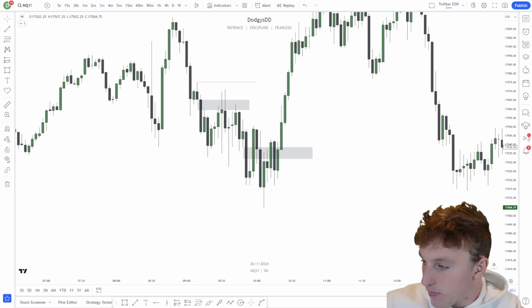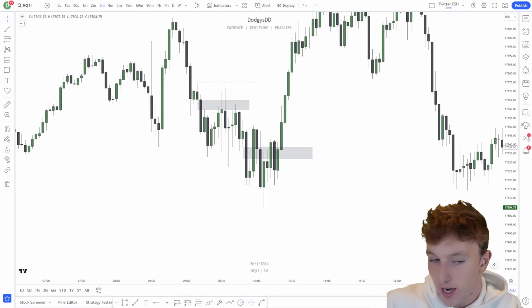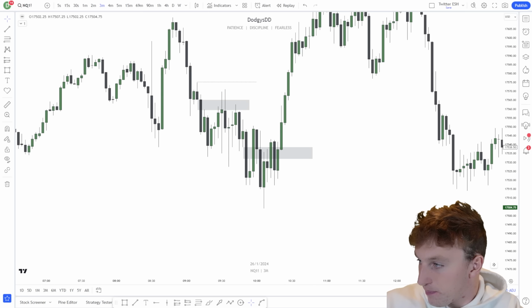So the other thing I will say is, I don't know if anyone's back tested this, but iFVGs along with the CISD are very high probability. Very high probability.